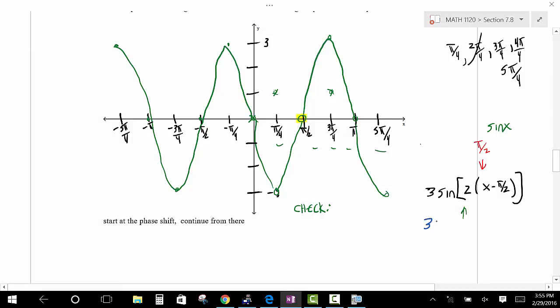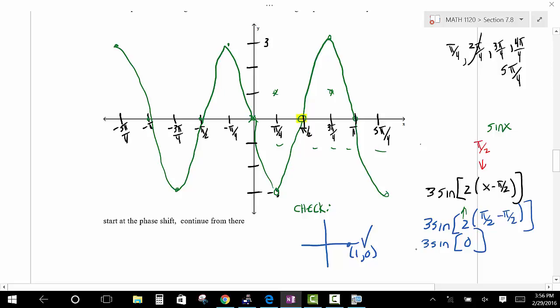So if we plug that in, we would have 3 sine of 2 times pi over 2 minus pi over 2. Do you see why I chose pi over 2? Because it's 0. 0 is my favorite number to calculate with because it's so easy. So what do you have? You have 3 sine, and that whole thing's 0. You can do it in your head, right? Suppose you forgot what the sine of 0 is. Don't go reaching for your calculator. Think about the unit circle. What's the sine of 0 based on the unit circle? It's the y value, right? So what you would have is 3 times 0, which is 0. That's the y value of that point, so it checks.